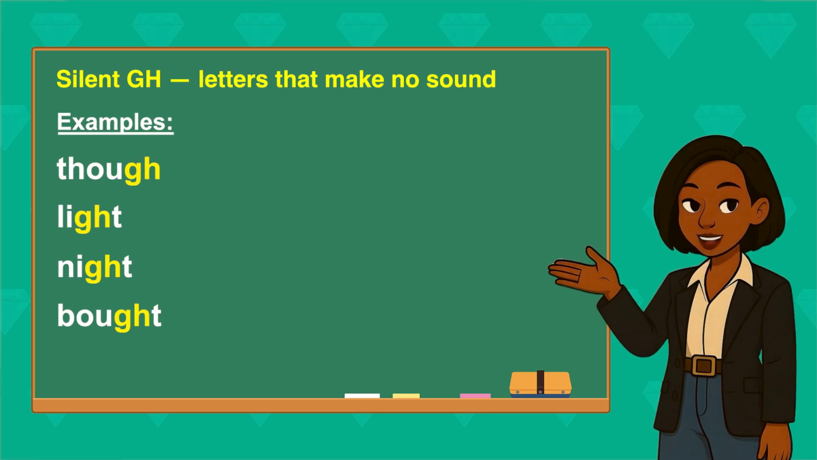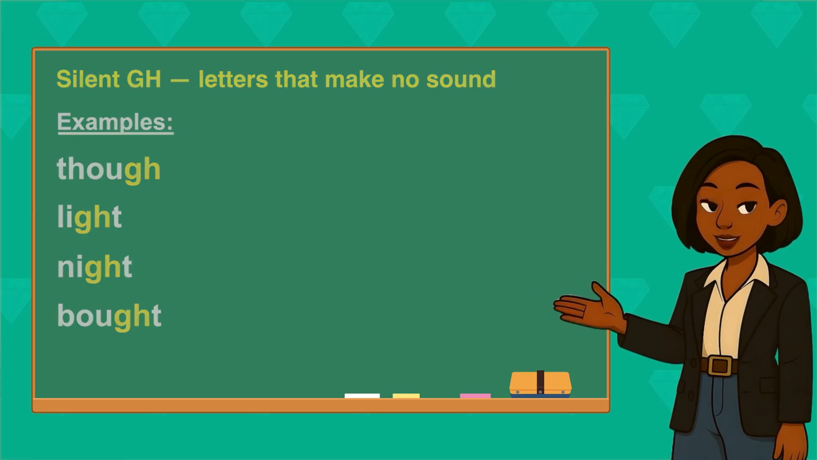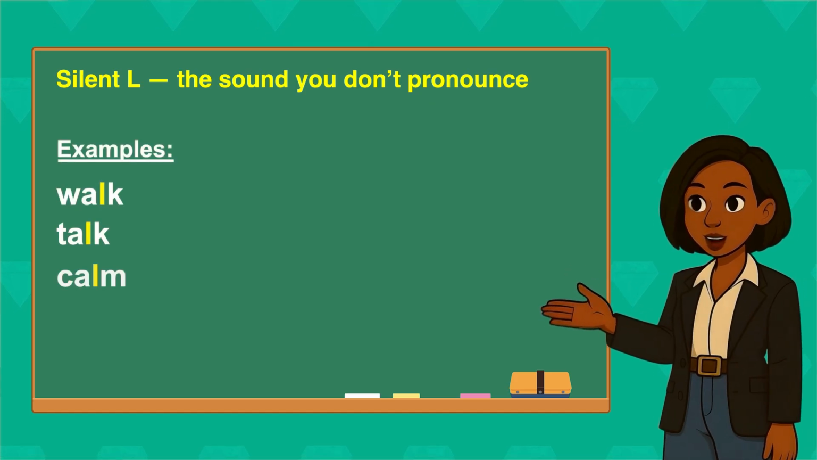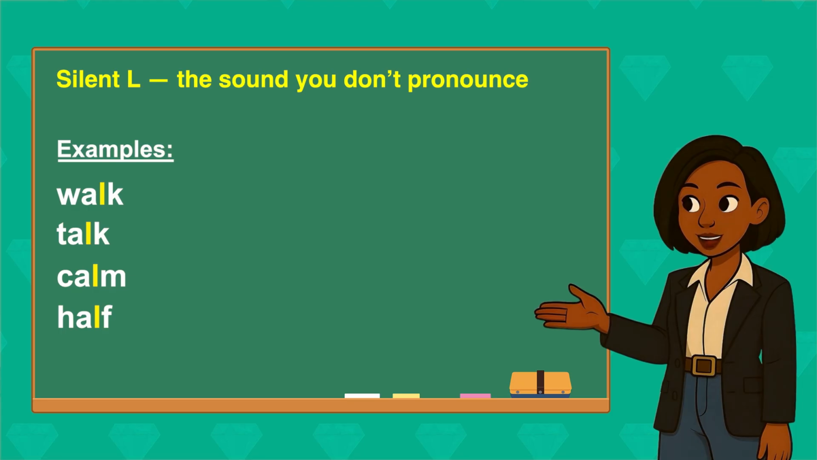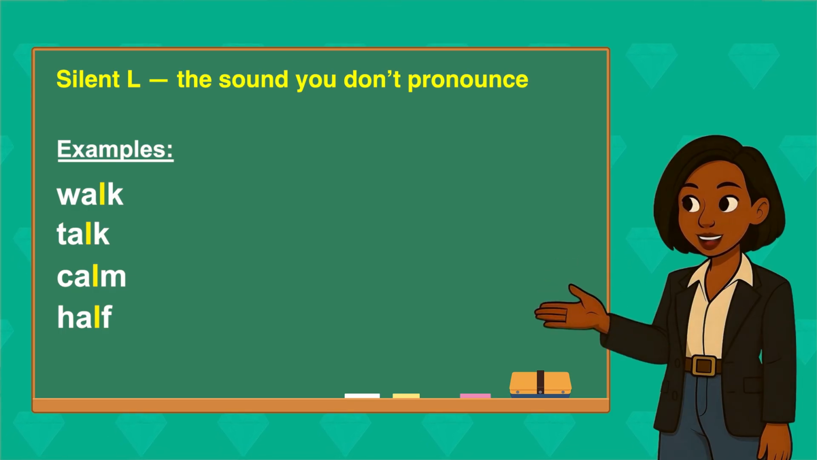There's one more silent letter inside words that causes a similar problem. Silent L appears in words like walk, talk, calm, and half. There is no L sound here. These words should feel smooth and relaxed. Now that you've seen both GH and L inside words, here's how to keep them natural.